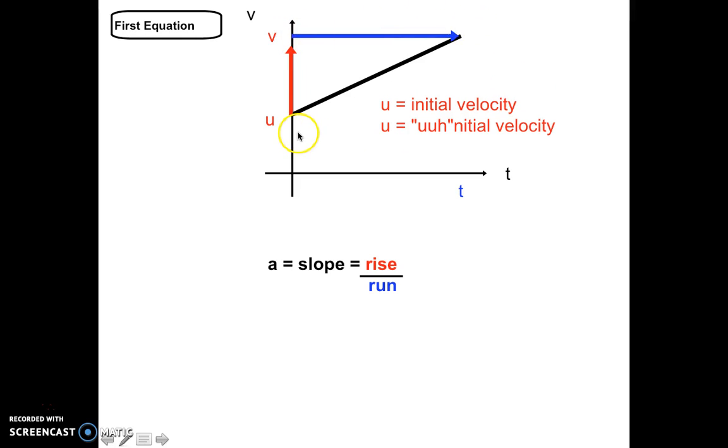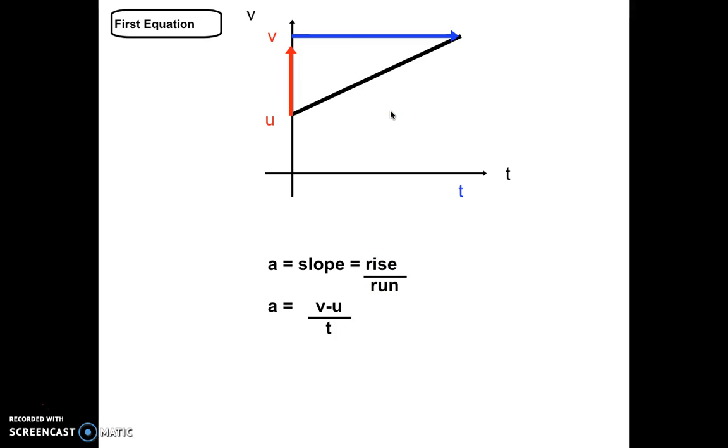And IB likes to use these special variables for our initial velocity, which is u. I like to think of it as the initial velocity because the letter u is kind of like a v with an I attached to it. It's not very helpful. This is how IB is. V means final velocity in IB, and so to calculate the acceleration or the slope, we'll take our final velocity minus our initial velocity divided by our time.